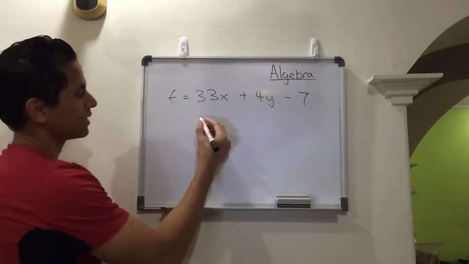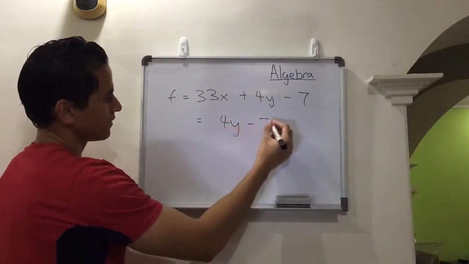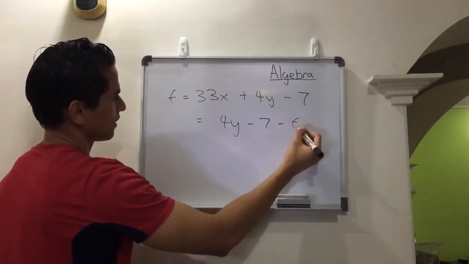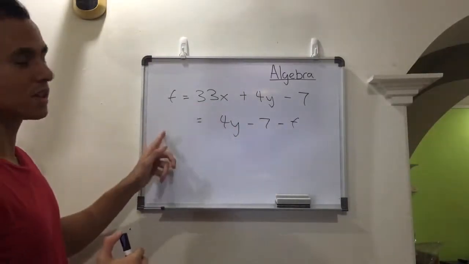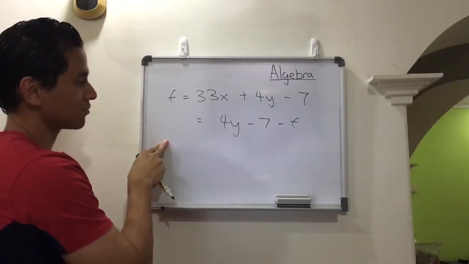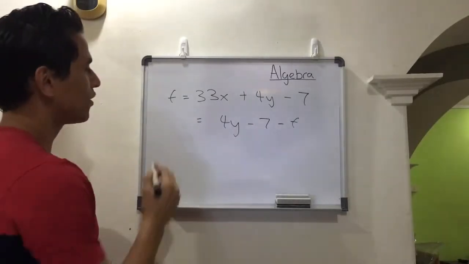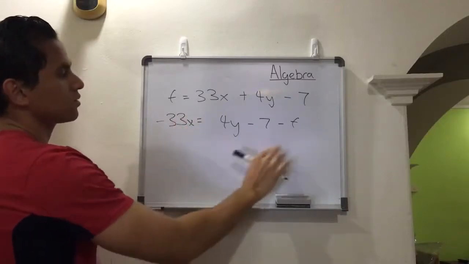Therefore, I will get 4y minus 7 minus f. And then I bring this 33x over. How do I do that? I minus 33x from the right hand side, I minus 33x from the left hand side. So therefore, this becomes minus 33x equals to this.